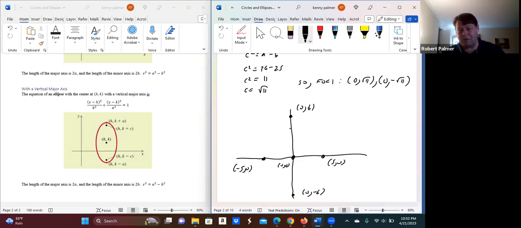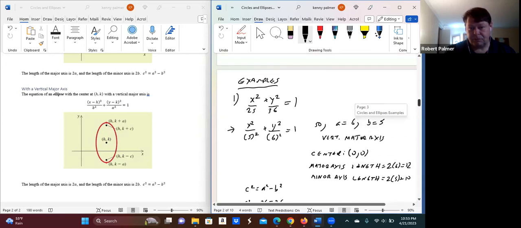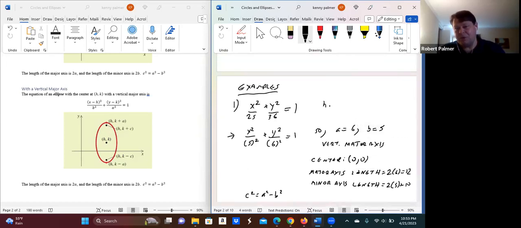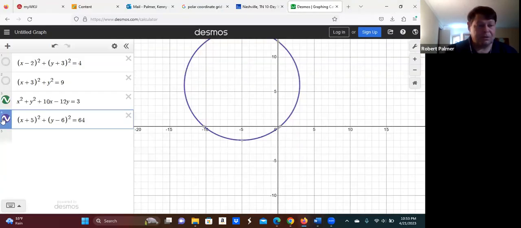Then our foci are going to be somewhere here: 0 and square root of 11, and here 0 and negative square root of 11. So our ellipse looks something like this. I could also have added here that h is equal to 0 and k is equal to 0. Now, let's verify that with Desmos and see that it looks exactly the same.